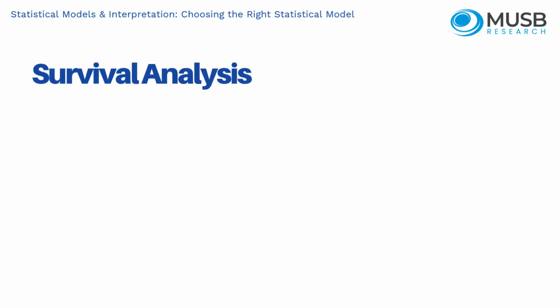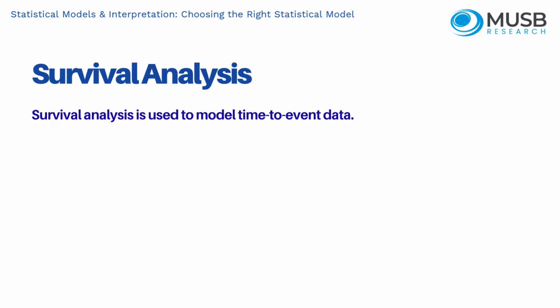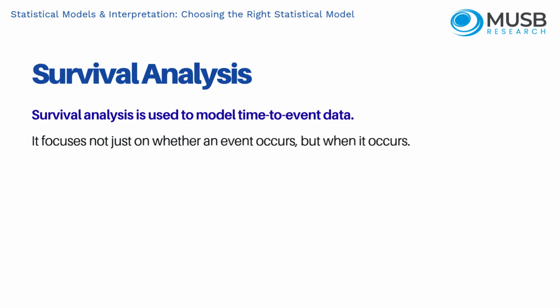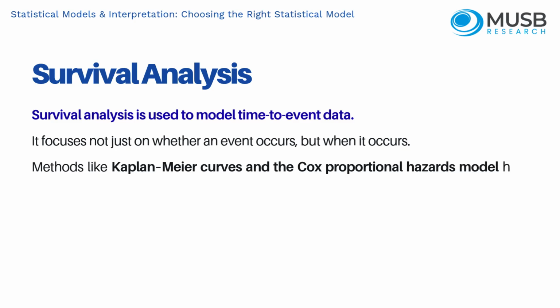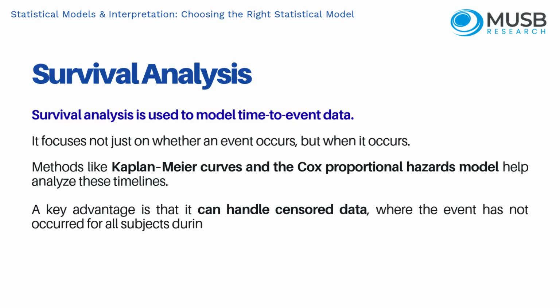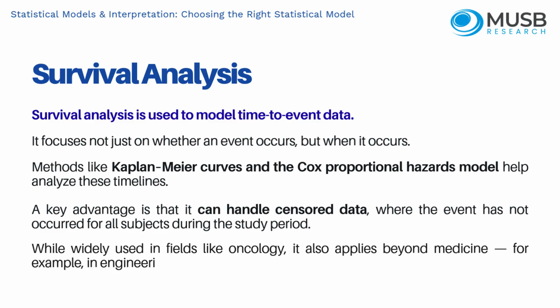Survival analysis. Survival analysis is used to model time to event data. It focuses not just on whether an event occurs, but when it occurs. Methods like Kaplan-Meier curves and the Cox proportional hazards model help analyze these timelines. A key advantage is that it can handle censored data, where the event has not occurred for all subjects during the study period. While widely used in fields like oncology, it also applies beyond medicine, for example, in engineering to study system failure over time.